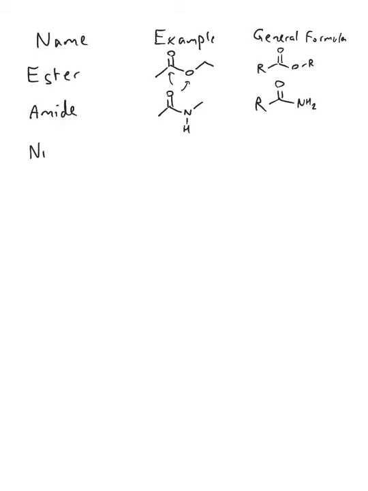And then we have nitrile, where you will have your cyanide structure. So R, C, triple bond N is a nitrile. Nitrile gloves contain those bad boys.